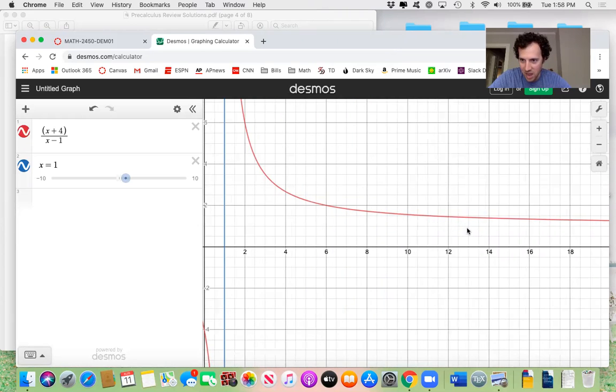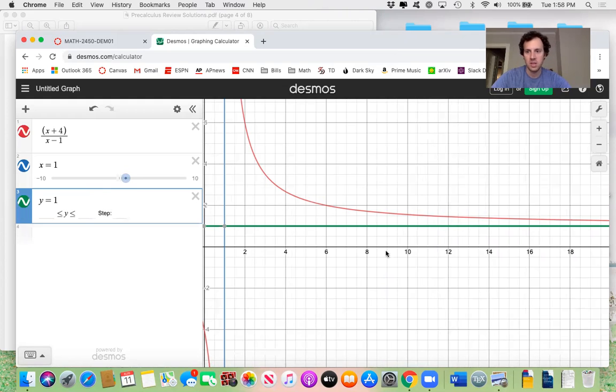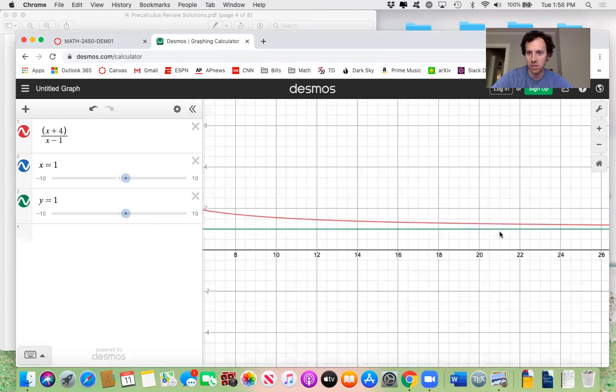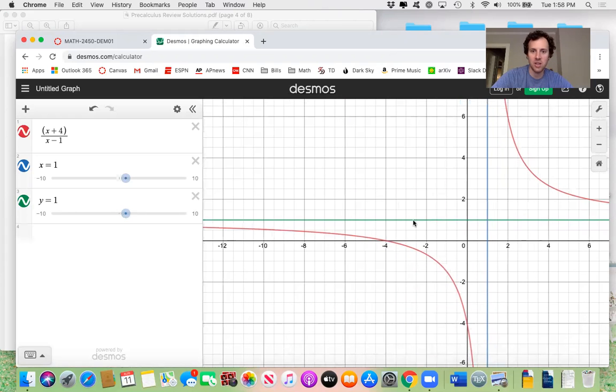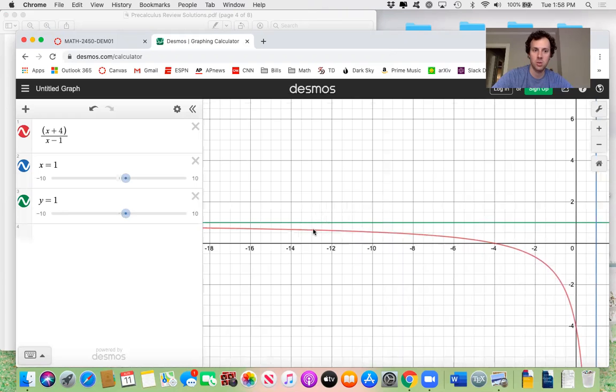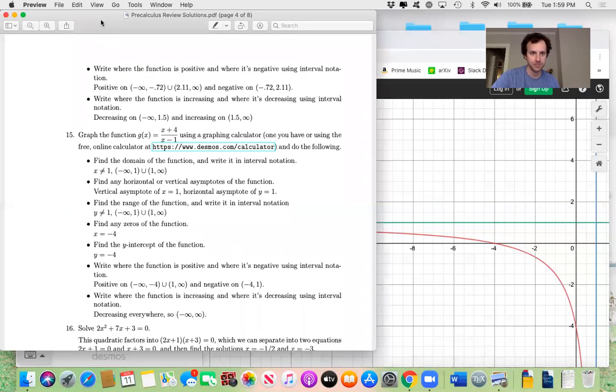And if we're looking at this, we are making it to 2 and we're heading down, and the line we're getting close to is y equals 1. And so as we move out, we're getting close to the line 1. And if we head out the other direction to the left, this part is moving up, getting closer and closer to 1. So that's the horizontal asymptote.